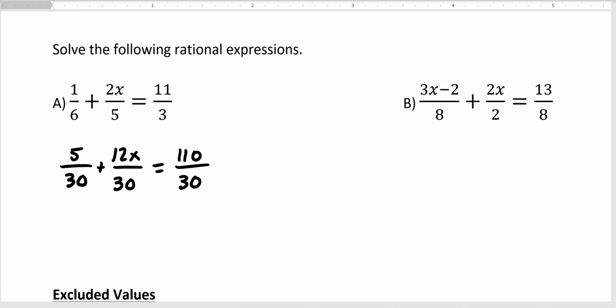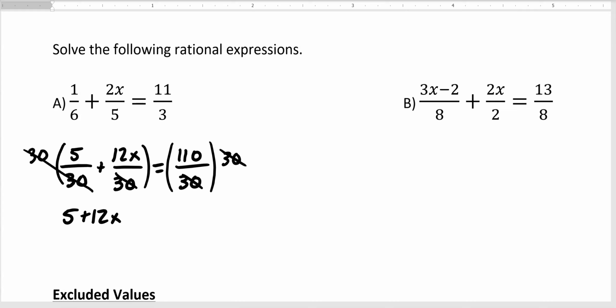And we get this. Now, here's the key. Once we have common denominators, I can multiply everything by that common denominator, and they will all divide out. And that changes everything, because now I have 5 plus 12x equals 110. All right, to solve this, just subtract 5, so I'll get 12x equals 105. Divide by 12, divide by 12.